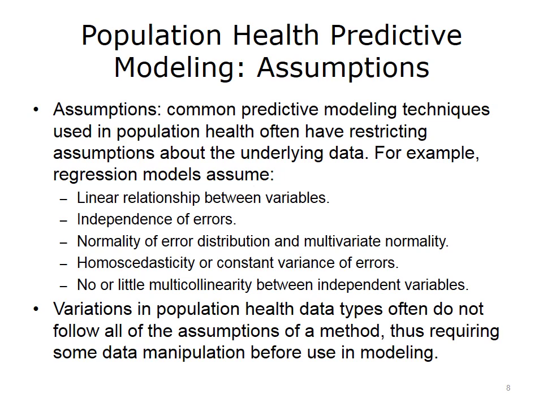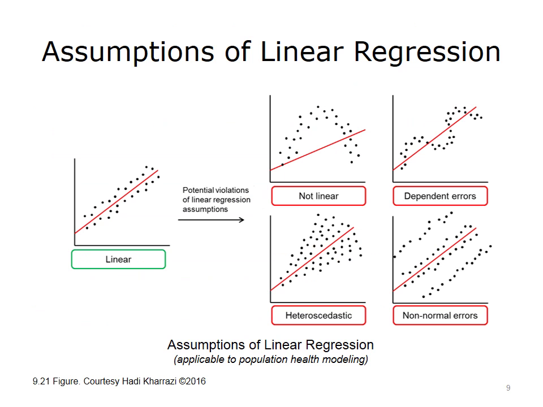Errors are homoscedastic and have a constant variance, and there is no or little multicollinearity, or correlation, between independent variables. Of course, other statistical methods may have other assumptions. Note that the typical variations in population health data often do not follow all of the assumptions of a given statistical method. Thus, population health data must often go through some sort of manipulation before it is used in the modeling process. These diagrams show the various assumptions needed to develop a linear regression model.